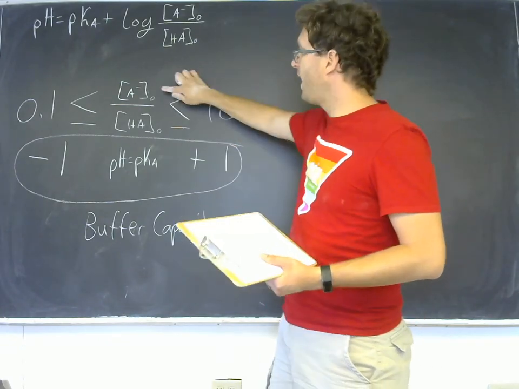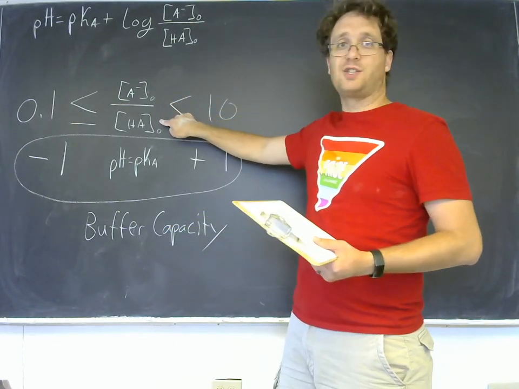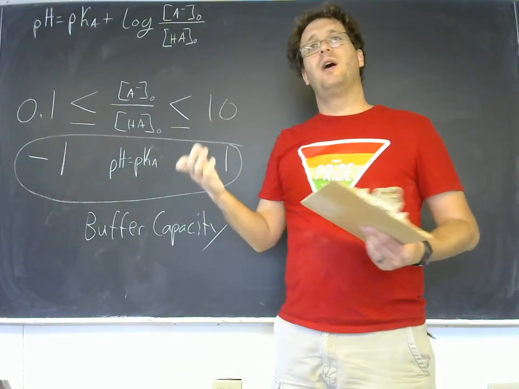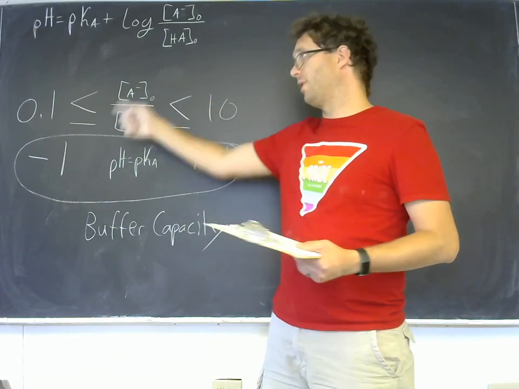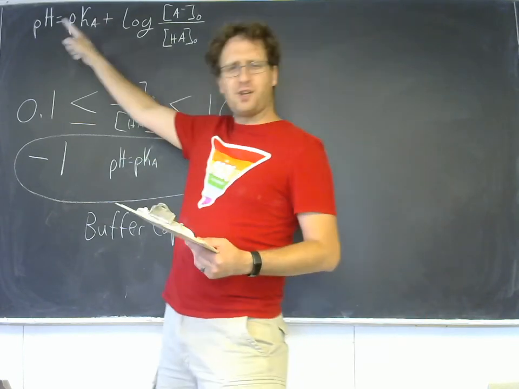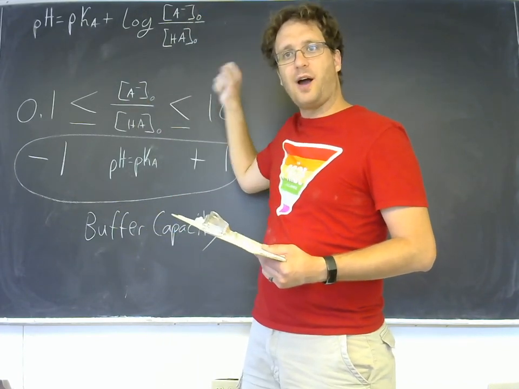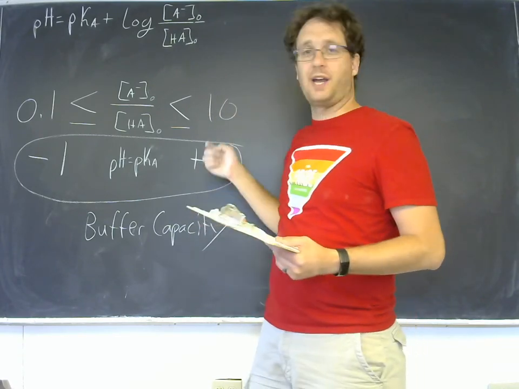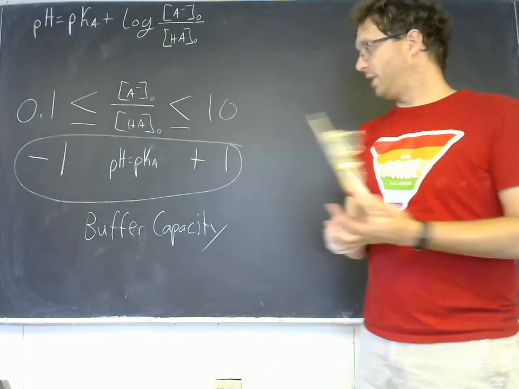If I have 5 molar in A minus and 5 molar in HA, then my pH will still equal the pKa, but now it will be able to withstand almost 5 moles per liter of acid or base being added before the buffer capacity is broken. So the pH of a particular solution depends only on the ratio, but the buffer capacity for higher concentration buffers is going to be larger than the buffer capacity for dilute buffers. Okay, I think this is enough theory. Let's put it into practice.